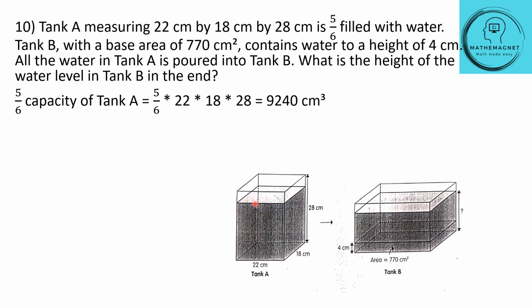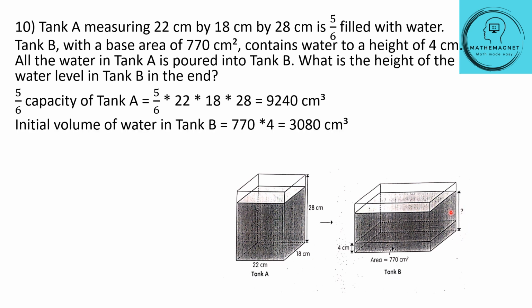Now this water is poured into the tank B. And we know in tank B the base area is 770 centimeters square and it already contains water up to a height of 4 centimeters. So let us find the initial volume in tank B. Initial volume of water in tank B is base area into the height of water, which is 770 into 4, which is equal to 3080 centimeter cube.